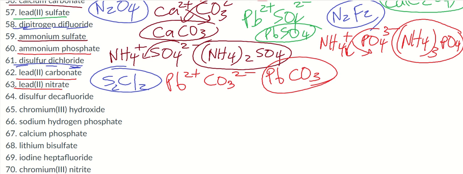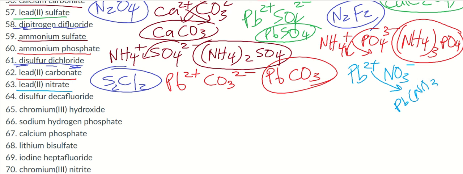Lead, let's do this one. Pick a different color. All right, lead nitrate. Lead 2 positive. Nitrate, NO3 negative. Crisscross, bring that 2 outside. There we go. How are we doing? Are we getting most of these? At this point, hopefully you are.